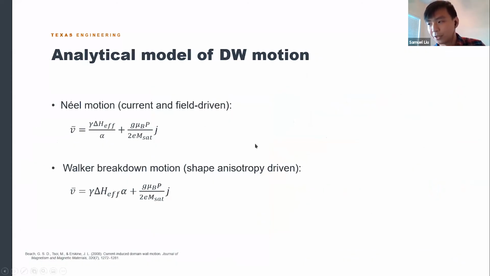So since micromagnetics is a little clunky to run a neural network, here I use an analytical model for domain wall motion to use in the network. So under current-driven and field-driven reset, the domain wall remains in the nil position. So the first expression is used here. And due to the slope of the trapezoid, the domain wall moves in Walker breakdown regime. So the second expression is used for that.